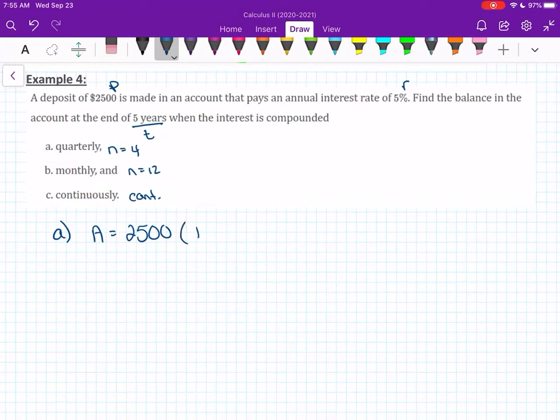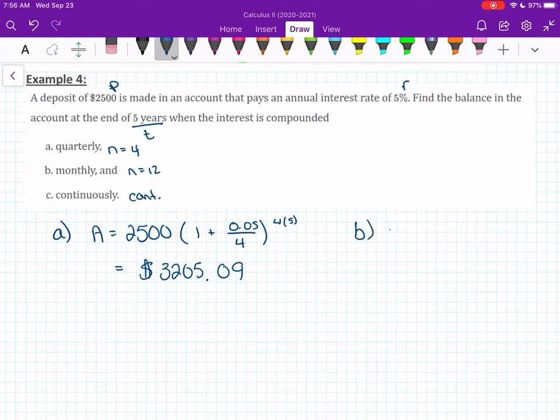$2,500, and then 1 plus my rate. Make sure you put your rate in decimal form, so 0.05 over compounded 4 times, and then my exponent is going to be that 4 times the 5 years. Plug that into my handy dandy calculator. Oh, I don't need approximate. And make sure you round to the nearest cent. So then I'm going to get $3,205.09.